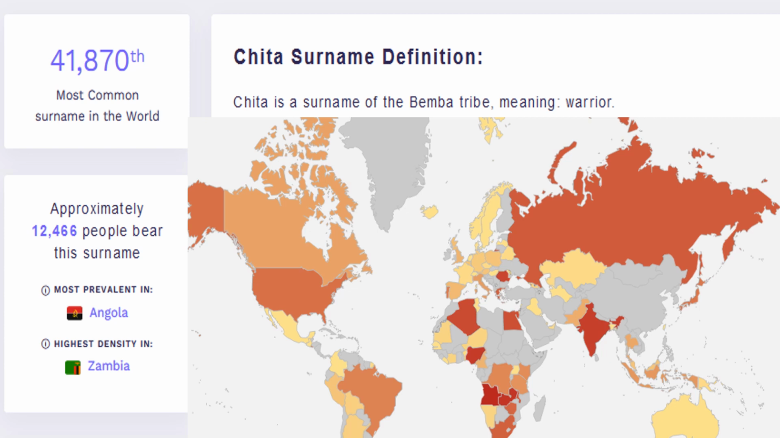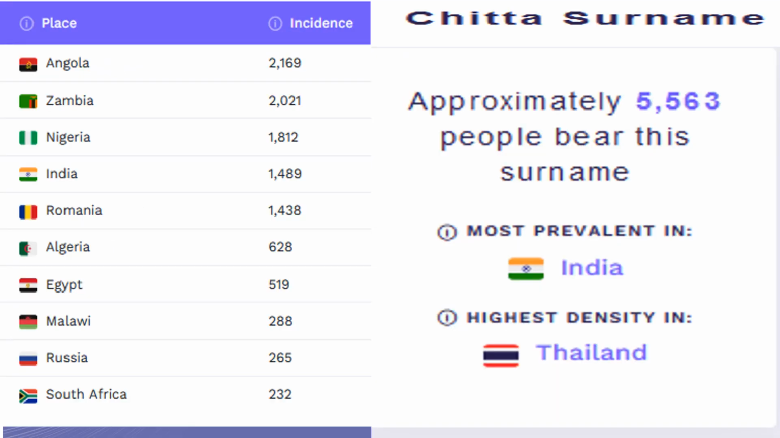Now this name is also related to the Bemba tribe. The Bemba tribe was a tribe that was involved in the transatlantic slave trade. And so there is some research on the Bemba tribe that you might want to look up. And this name apparently in this particular context means warrior. And here you can also see that when it's spelled with two T's, it's primarily coming out of India, and then with the highest density in Thailand.